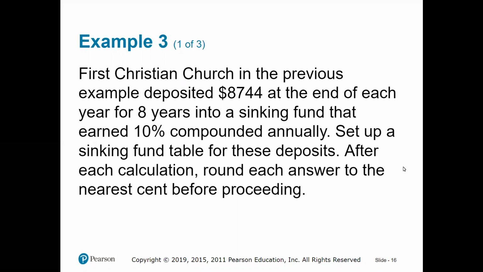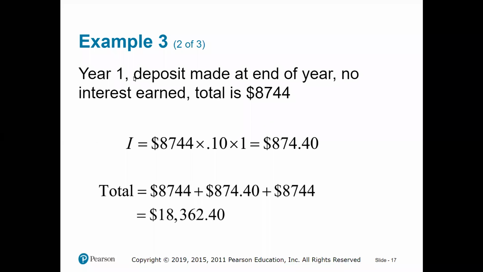Set up a sinking fund table for these deposits. After each calculation, round each answer to the nearest cent before proceeding. Year 1, deposit made at the end of the year, no interest earned.